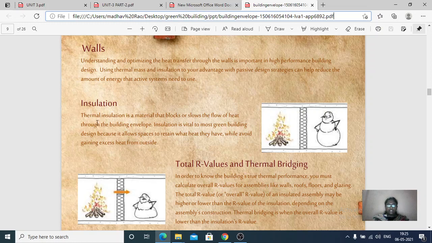See here, thermal insulation is a material that blocks or slows the flow of heat through the building envelope. Building envelope is nothing but the separation from one space to another. The insulation is vital in green building design, because it allows spaces to retain what heat they have while avoiding gaining excessive heat from the outside.